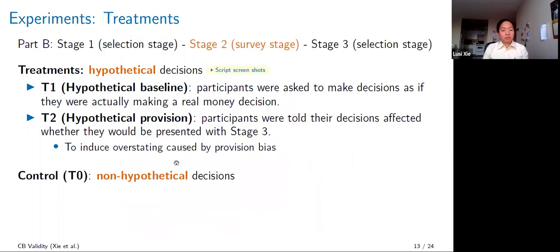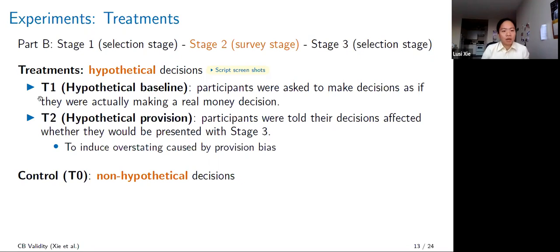As I've mentioned, the treatments, or the between-subject comparisons, come into stage 2. Control groups made non-hypothetical decisions that are the same throughout, and the treatment groups made hypothetical decisions. All of the participants in the treatment groups were told they are going to make hypothetical decisions, and they also knew they would have a selection stage with real money decisions, or non-hypothetical decisions, afterwards.